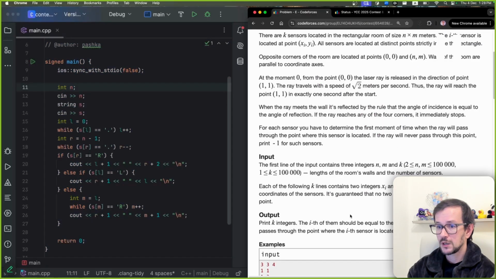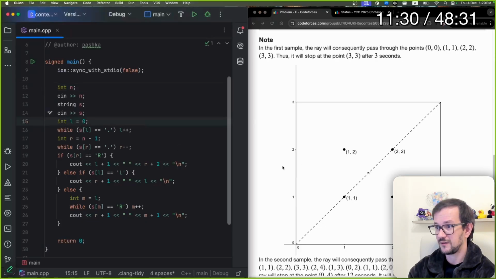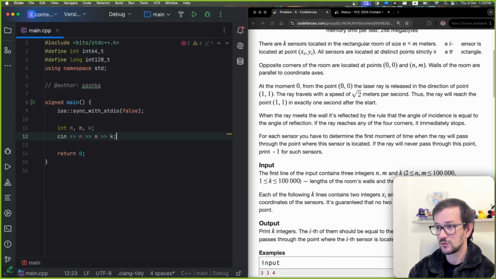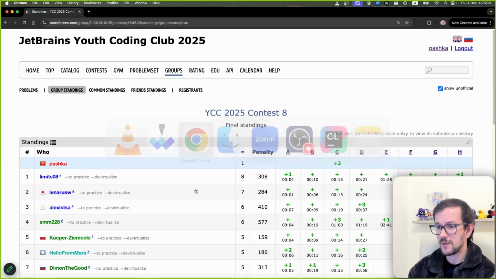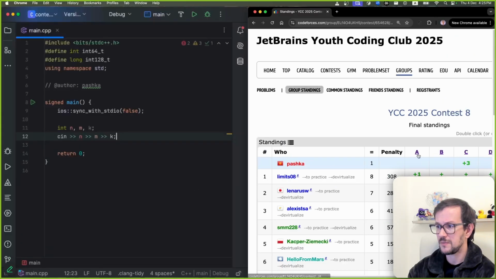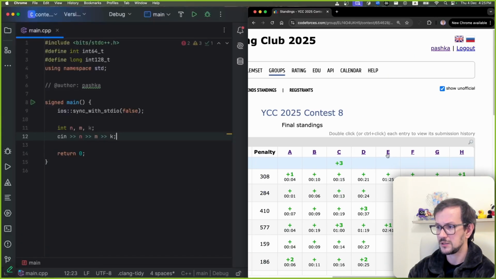Okay, now we move to problem E. Problem E is fun. I spent a lot of time just looking at the problem statement. Let's see how I approached this problem. I believe there may be an even easier approach than what I did. I didn't read the tutorial.